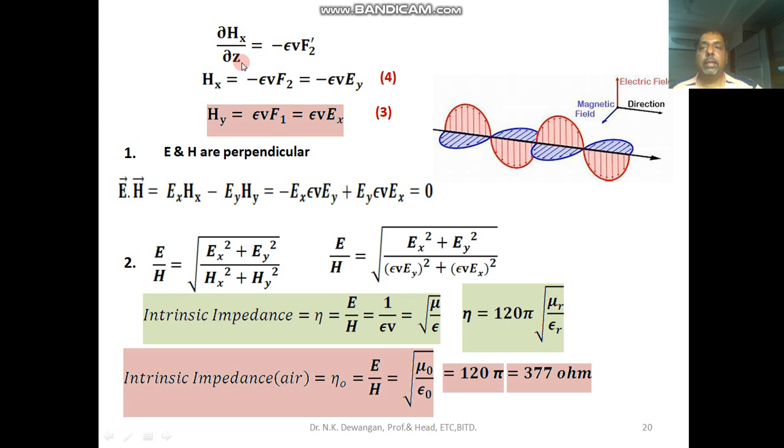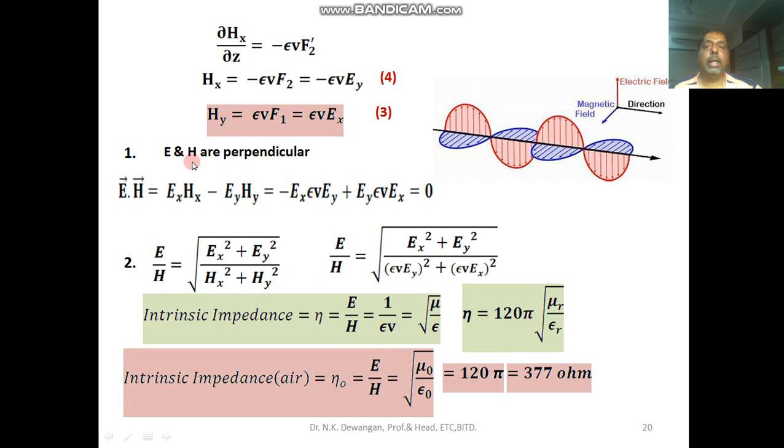When I integrate this expression with respect to z, I will get Hx. So here you will have this expression: Hx is equal to minus epsilon V Ey. This is the fourth expression, and the third expression, Hy, if we know the value of Ex, is this. So for known Ex and Ey, we calculated the value of Hx and Hy.